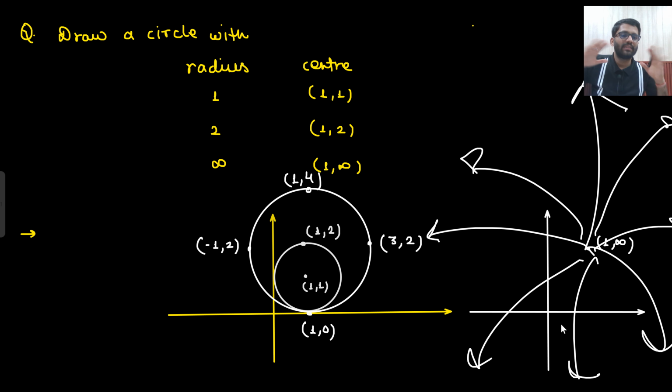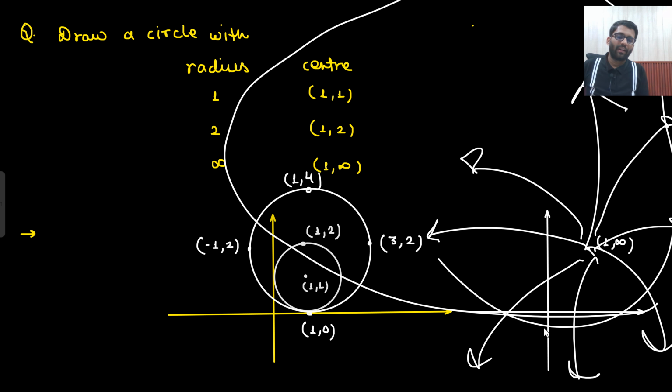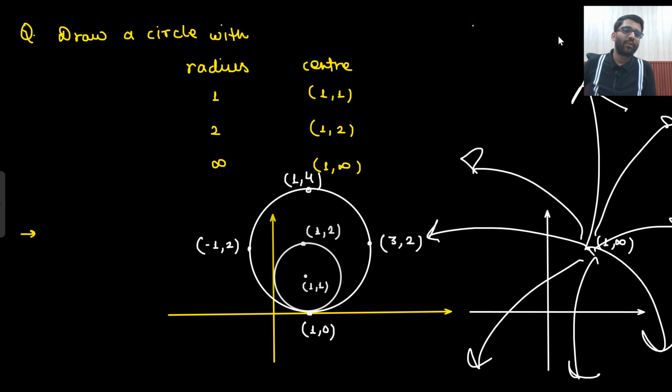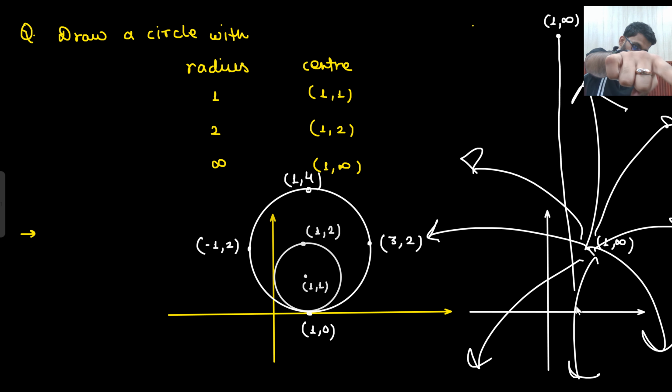So how do you think this curve will look? This curve will look something like this, right? From 1, infinity you will come infinity downward. That means in the y direction you have covered infinity distance. Now in the negative y direction you will come downward for infinity. Are you getting this point?